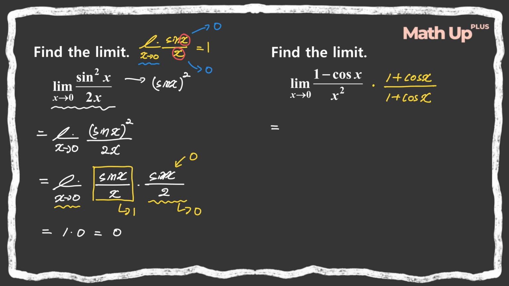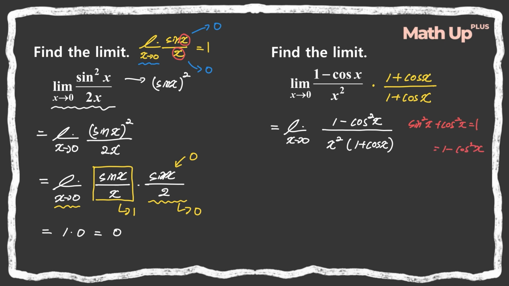So this is equal to the limit as x approaches 0. Numerator is 1 minus cosine squared x. Denominator is x squared times 1 plus cosine x, right? From trigonometry, we know that sine squared plus cosine squared is equal to 1, right? So 1 minus cosine squared is equal to sine squared, right?